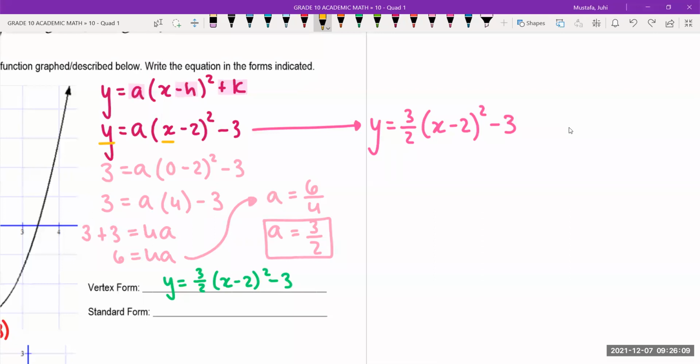Can you change the 3 over 4? Yeah, sure. If you wanted to make it into a mixed fraction, you could.